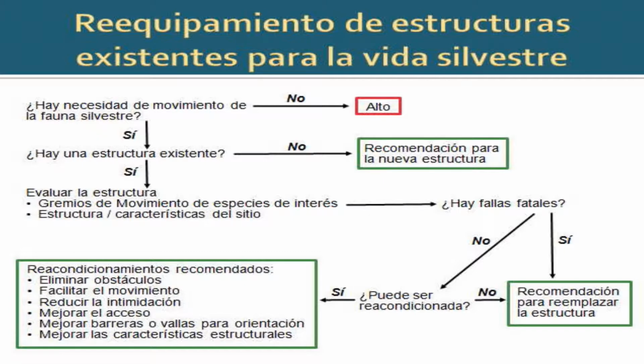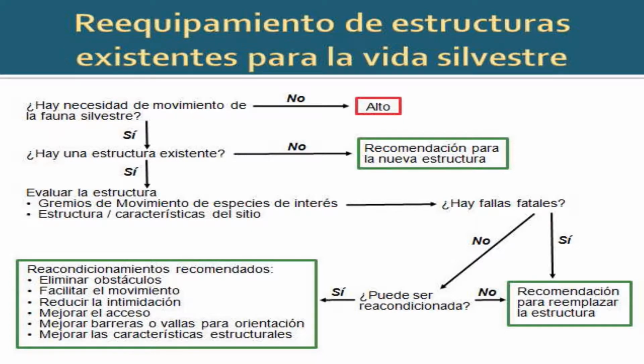So in this case, you want to look at whether there are any fatal flaws in this structure. For example, if there's no way to make it better for wildlife, then you're probably going to have to put in a new structure. Just say, this was a good idea, but it's not going to work. If it's an area where it's really important for wildlife to move, your only option is to start over and have a new structure that's designed for wildlife passage.